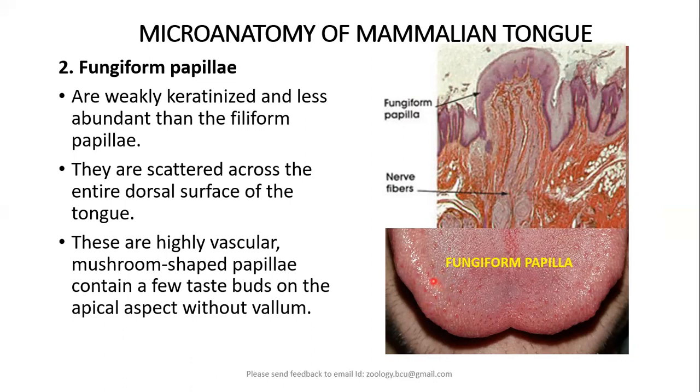But they are also found scattered across the dorsal surface of the oral tongue. That means in the apex and also in the body of the tongue. But they are highly vascularized. That's why you can see they appear more red in color when compared to the filiform papillae. Each papilla, as you see here, has a round mushroom-shaped structure, and it also possesses a few taste buds. But here around this papilla, we don't come across any trench or the vallum. Vallum is absent.